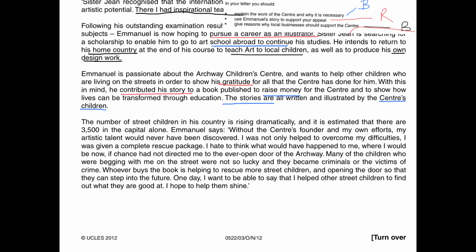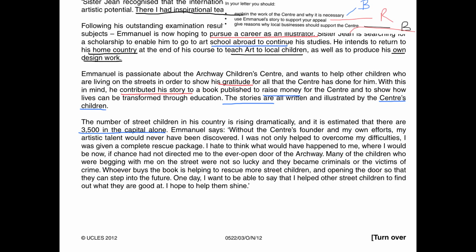Many of the children who were begging with me on the street were not so lucky, and they became criminals or the victims of crime. Whoever buys the book, which is helping to rescue more street children and opening the door so that they can step into the future. One day, I want to be able to say that I helped other street children to find out what they're good at. I hope to help them shine. Okay, so there's some more stuff about the work of the centre. Massive number of children to help.